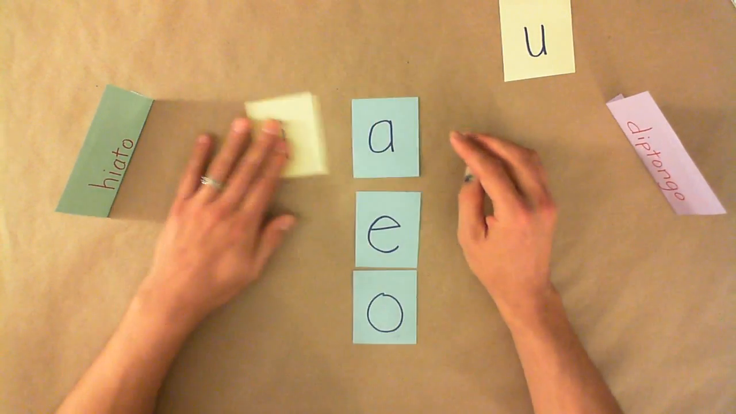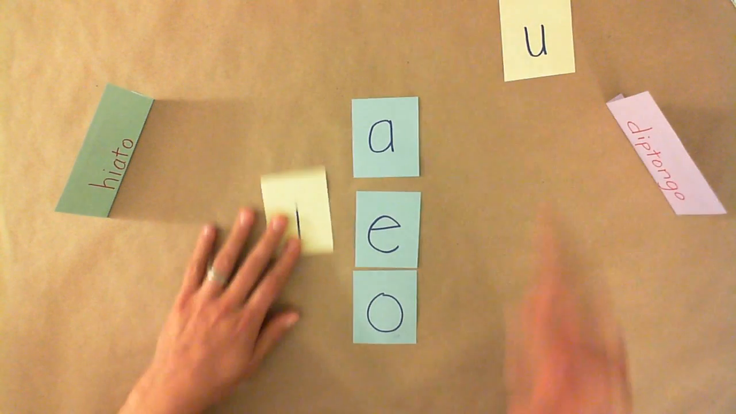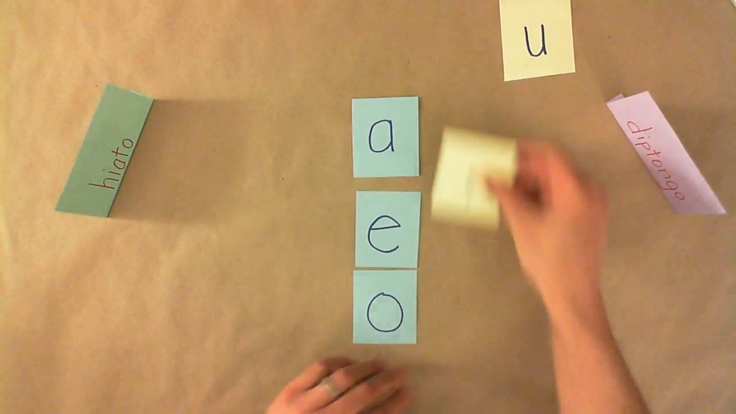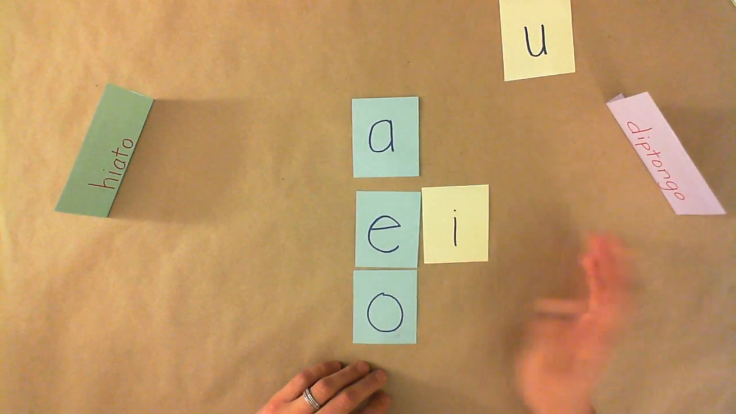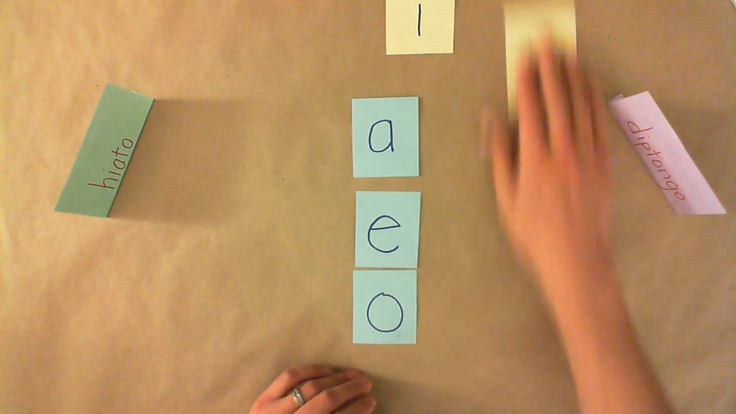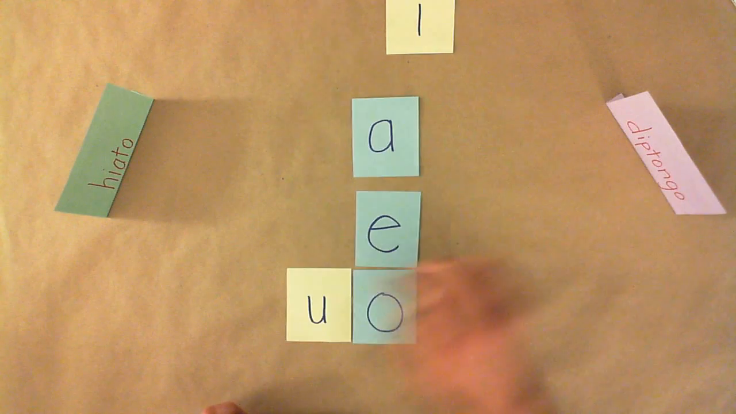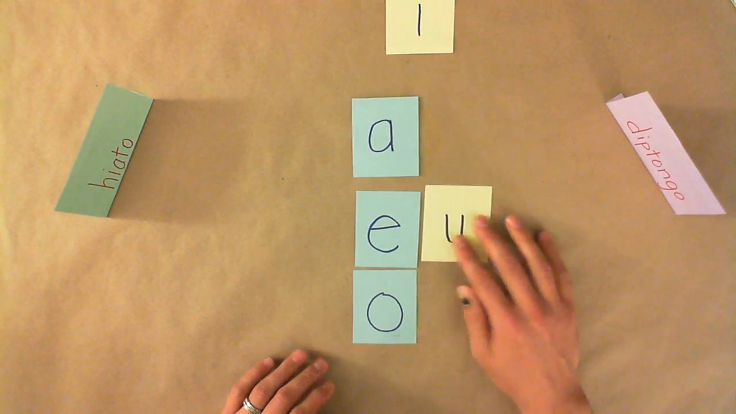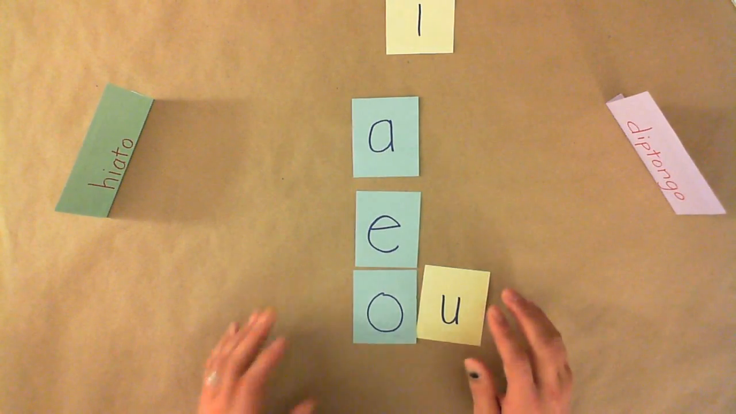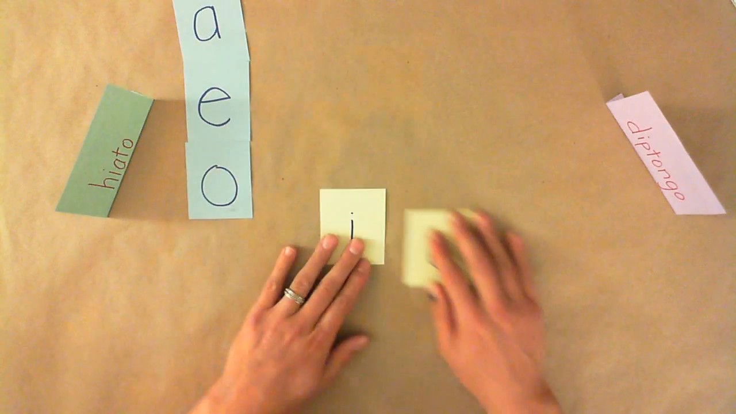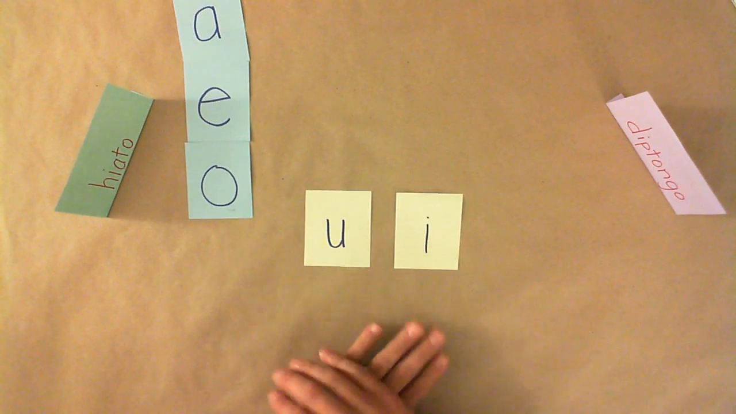Like this. So we can have ya, ye, and yo. Likewise, we can have I, a, and oi. We can have wa, we, wo. And we can have au, eu, o. We can also have you and we.